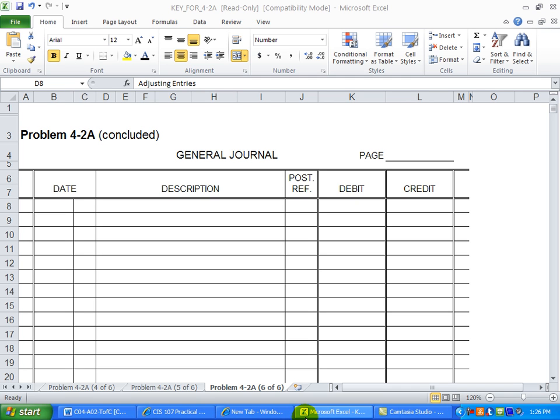This is the last part of 4.2a. On page 6 there's a general journal. Now what that is for is to take the information from your worksheet adjustment columns and put the adjusting entries there so that you can post from the journal to the general ledger to bring your accounts up to date.